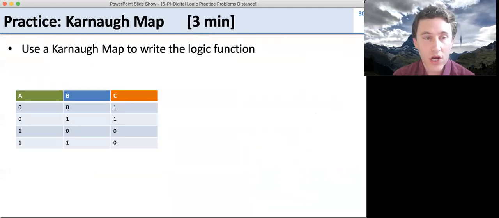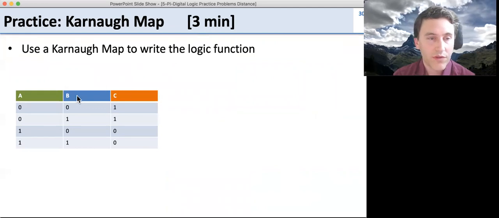All right, let's practice a Karnaugh map. So use a Karnaugh map to figure out what the logic function that we have here is.